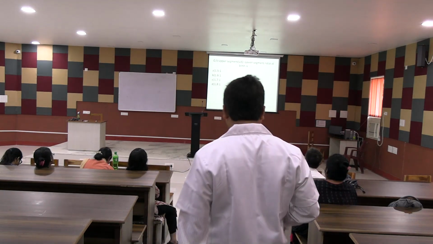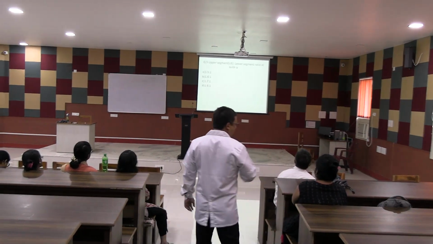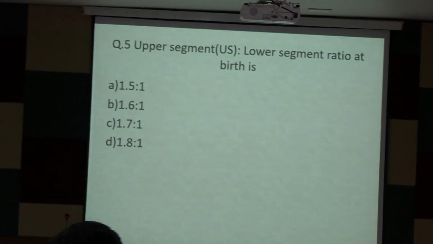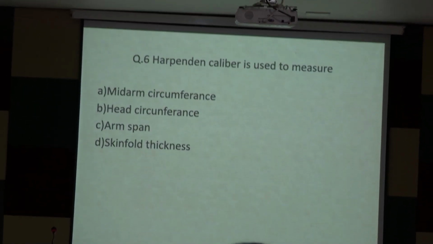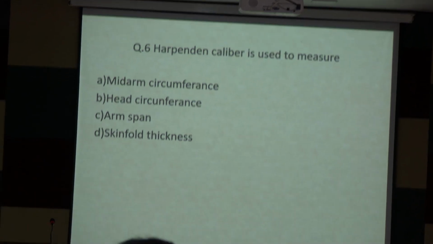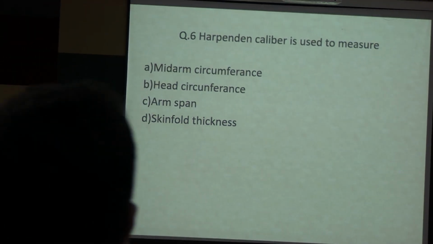Upper segment to lower segment ratio at birth is, follow, 1.7:1. Very good. The Harpenden caliper is used to measure skin fold thickness. Very good. Thank you.